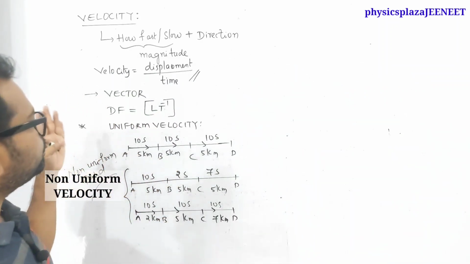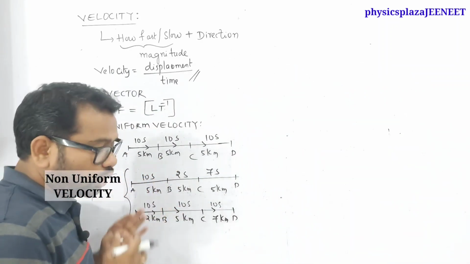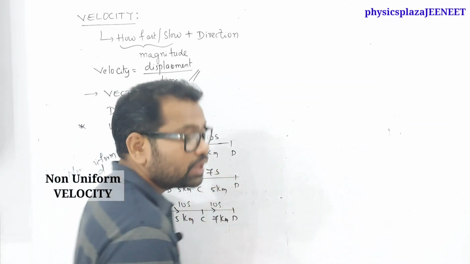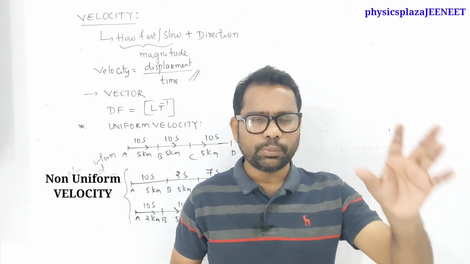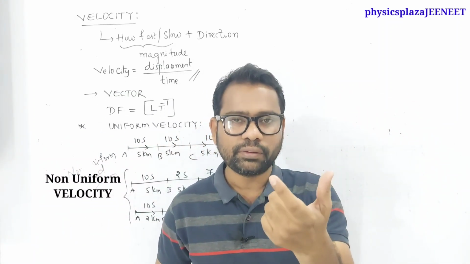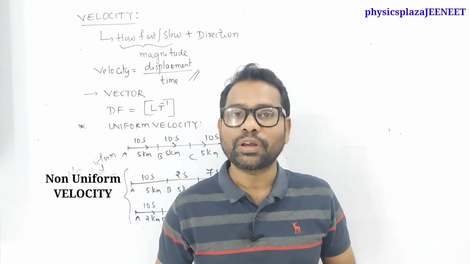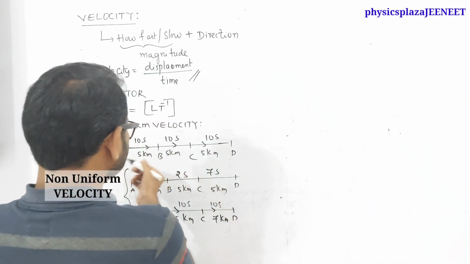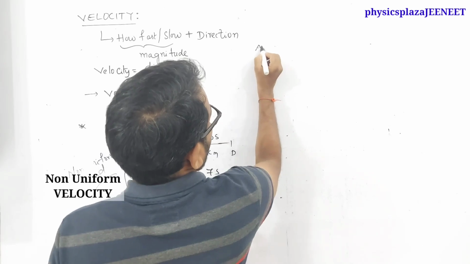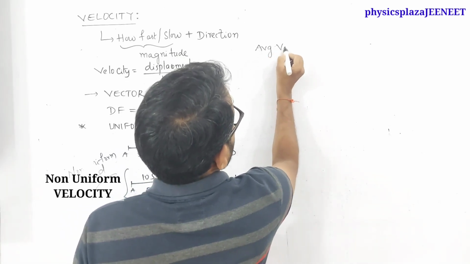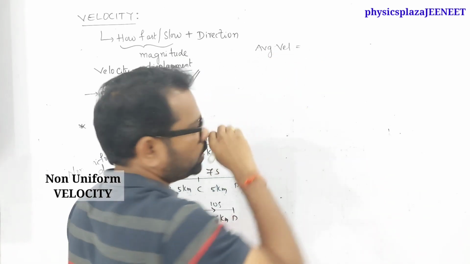So when you are talking about non-uniform speed or non-uniform velocity, are you talking about the velocity in a given interval of time, or the velocity at a given instant? Now we are going to talk about average velocity. So average velocity, how can we say that?